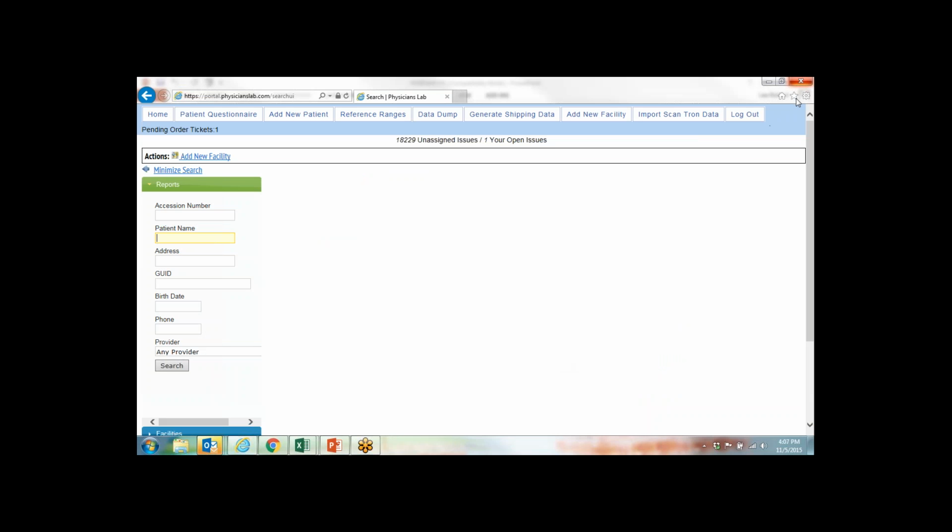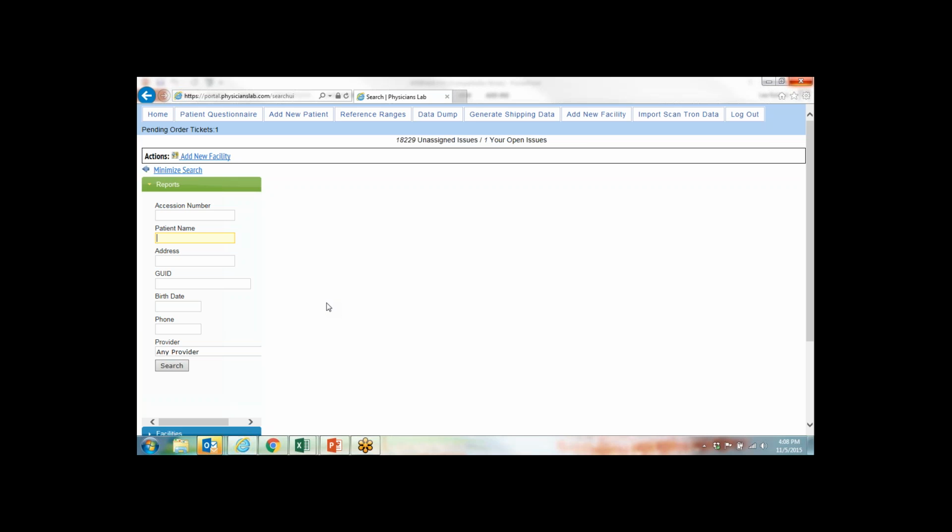When you log in to your online account, most of you, if not all of you, should have received a link to your online account in an email. If you have any difficulty finding that link, we can send you another email. All you have to do is send an email to results@physicianslab.com or info@physicianslab.com, and then we can send that link back out to you.